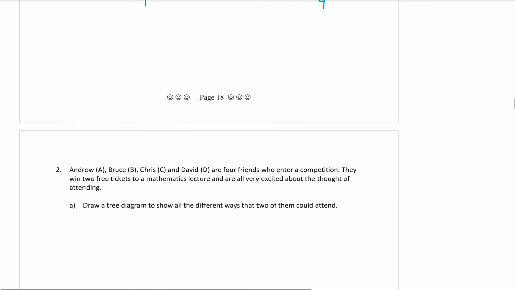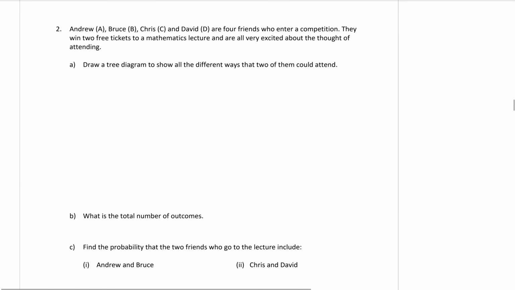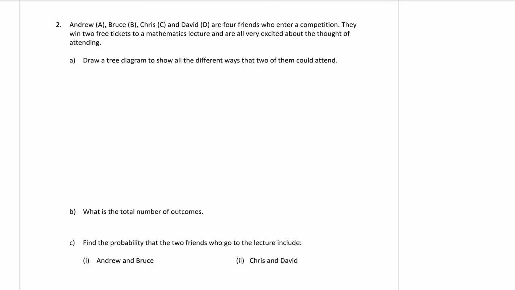Okay, on the next page. Andrew, who we're going to call the letter A, Bruce is B, Chris is C, and David is D. They are 4 friends who enter a competition. They win 2 free tickets to a mathematics lecture. Ooh, lucky them. And are all very excited about the thought of attending. Draw a tree diagram to show all the different ways that two of them could attend.